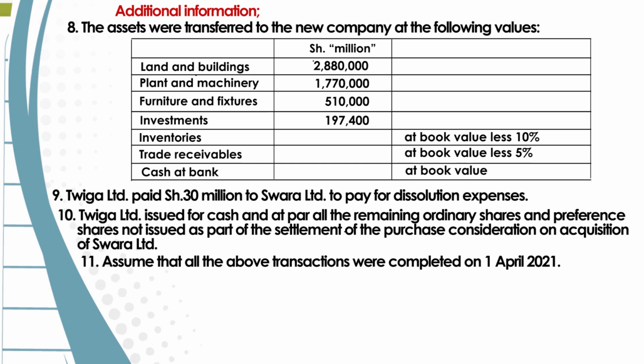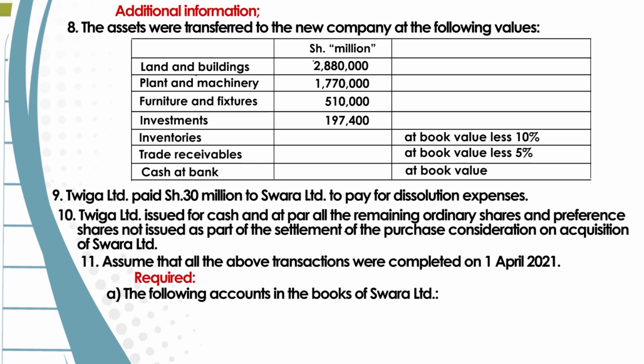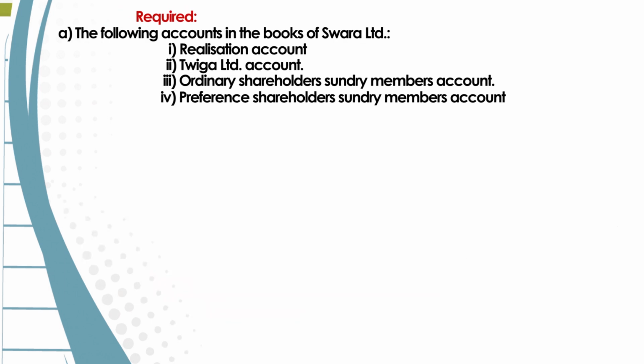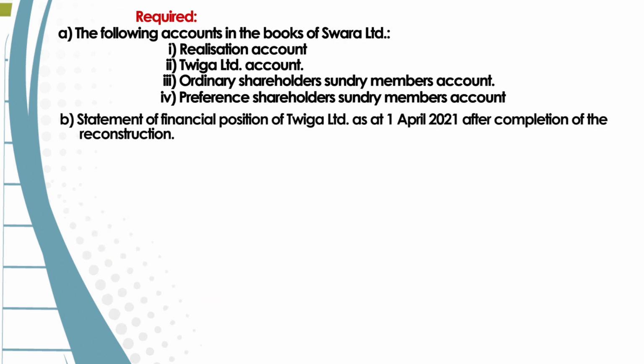So what was the examiner requiring? In part A, we are required to prepare the following accounts in the books of Swara Limited: a realization account, Twiga Limited account, ordinary shareholders' account, and preference shareholders' account. And B, we are required to do what? To prepare a statement of financial position of Twiga Limited as at 1st of April 2021 after completion of the reconstruction.